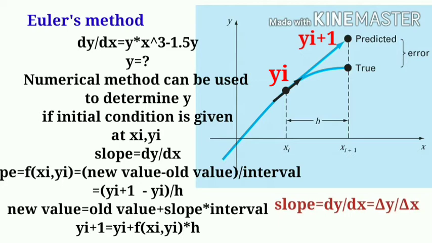So we can see the predicted value is yi plus 1, and we can see the true value. So there is a certain error because we are using a numerical method.